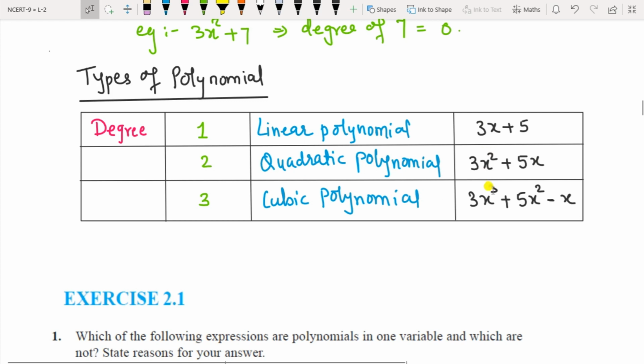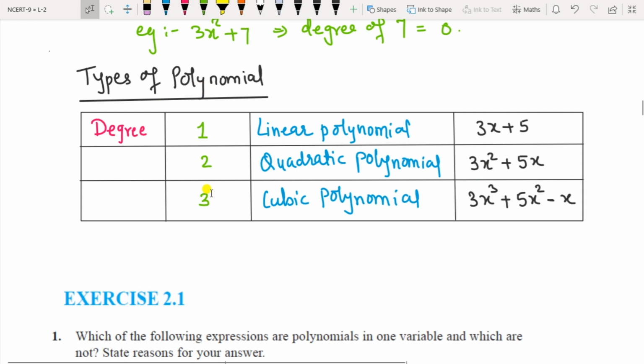So it is called a quadratic polynomial. And if the degree of the polynomial is 3, it is called a cubic polynomial. So this is 3x cube plus 5x square minus 3. According to degree, if the highest degree of the whole polynomial is 3, then it is cubic. If the highest degree of the polynomial is 2, then it is quadratic. And if the highest degree of the polynomial is 1, it is called a linear polynomial. So these are the different types of polynomials according to the degree.